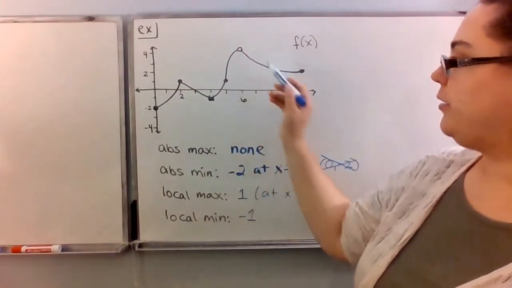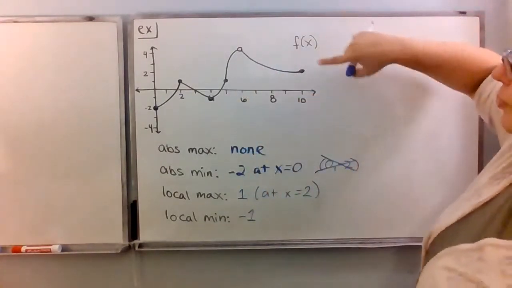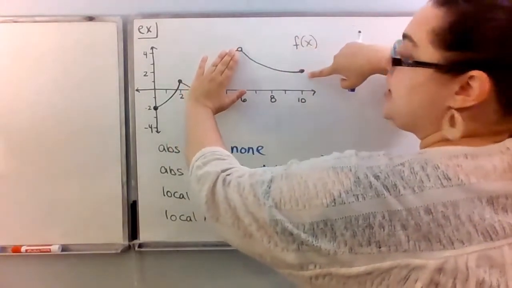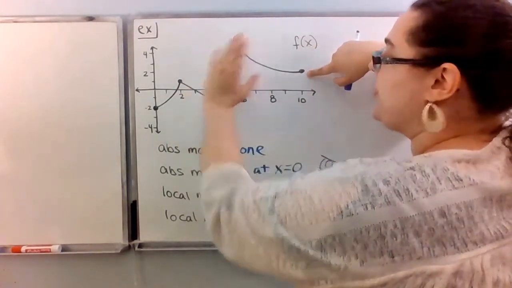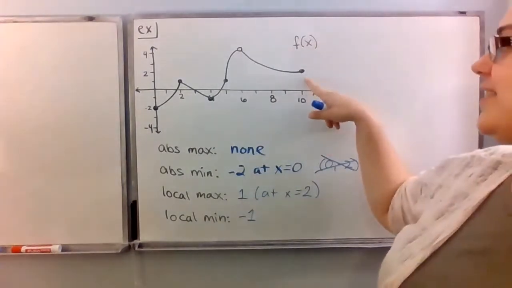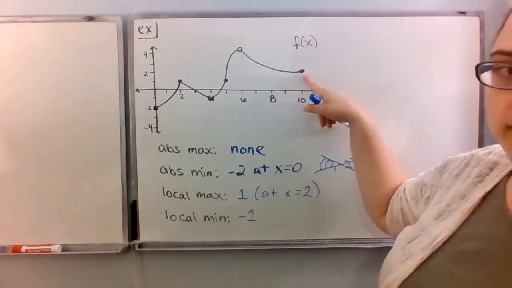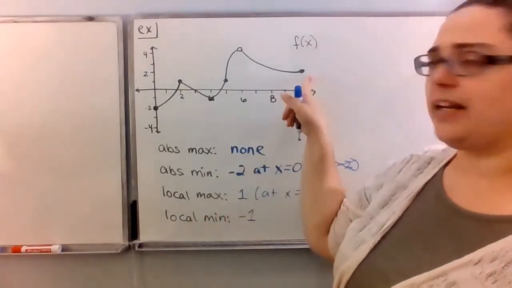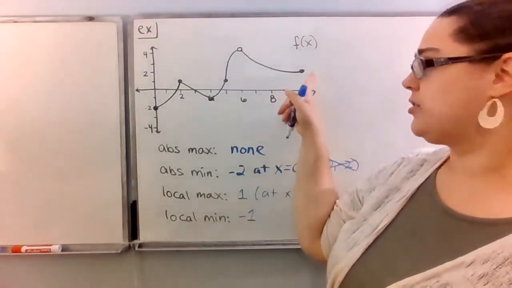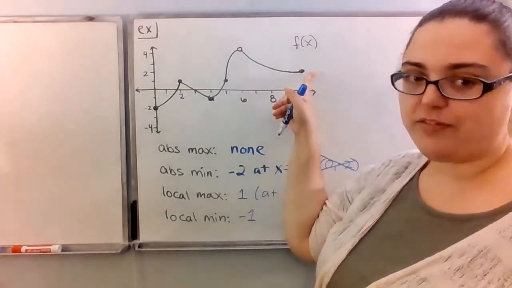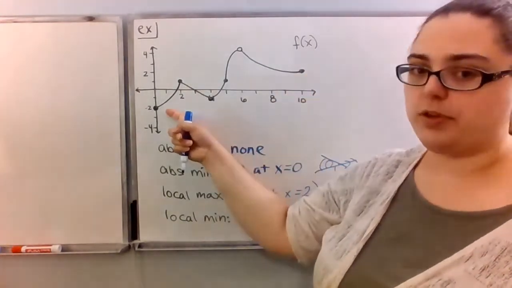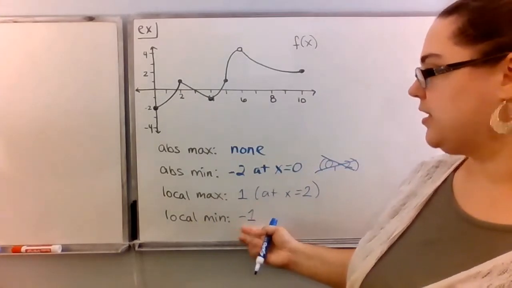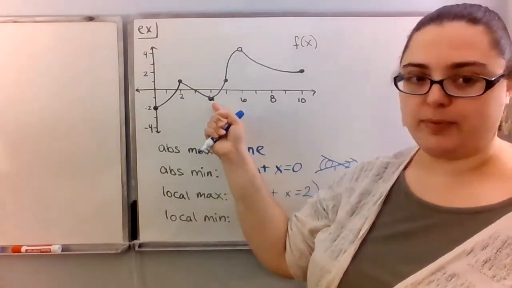And then, although this is a low point, right? So if I'm just looking now at this piece, this is a low point of the function. However, it's an endpoint, so it can't be a local minimum. And it's not an absolute minimum because 2 is not the smallest y value on the whole domain, -2 was. So we only have one local minimum as well, and it happens when x is 4 and the local minimum is a -1.